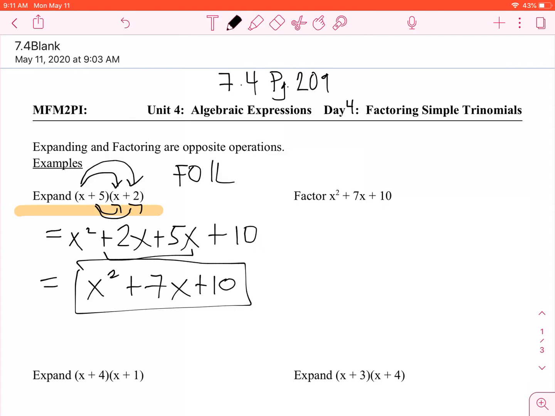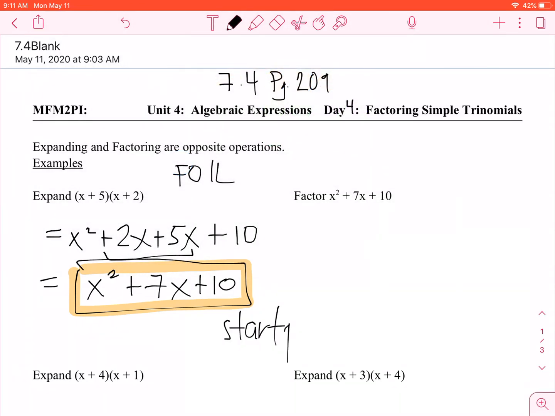So what we're actually going to do today is the opposite. We're going to learn how to get from here, and this is our start point, and we're going to transition into this. Remember that idea of factoring just meaning unmultiplying. When I do that action of unmultiplying, that's going to require something called factoring a simple trinomial.